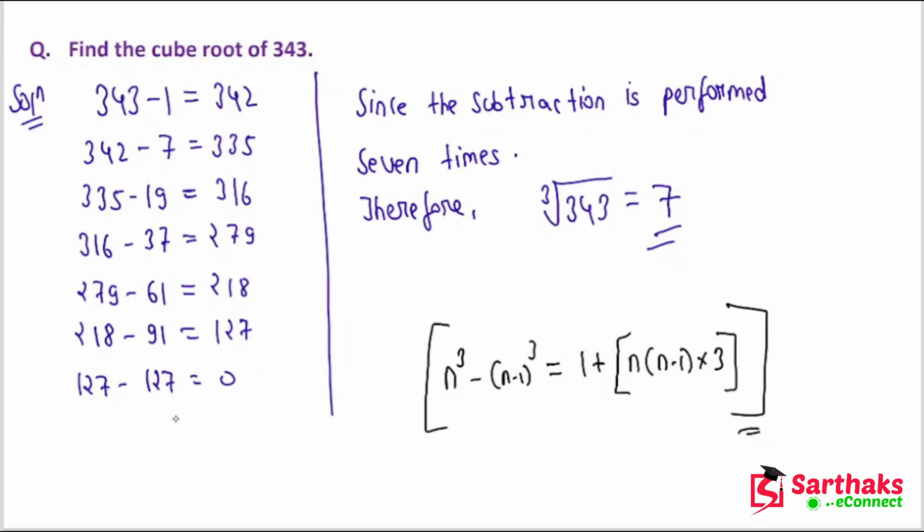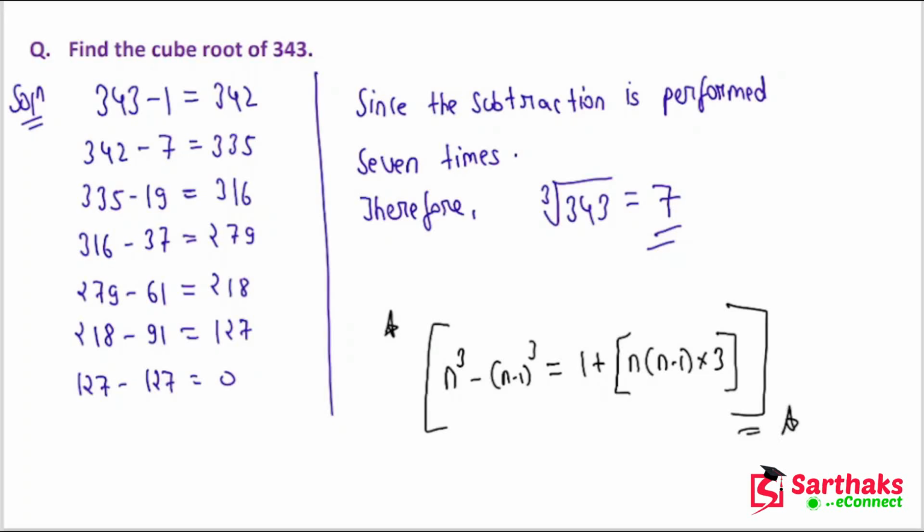Okay. So let us calculate again. Once again 127. So it was the 7th member. Okay. So it was 7 cube minus 6 cube. So it will be 1 plus 7 into 6, 42 into 3. That is 126 plus 1, 127. So that is how we calculated these members. Okay, so that is the general formula. Star mark it, note it down, and you should always remember it.